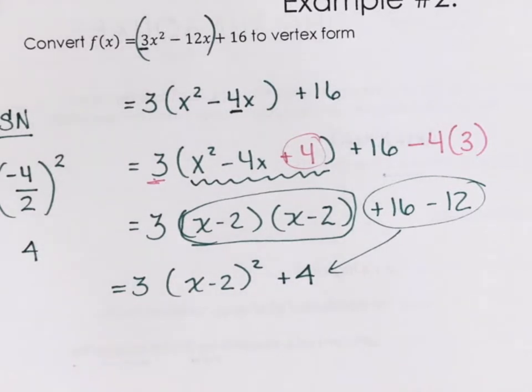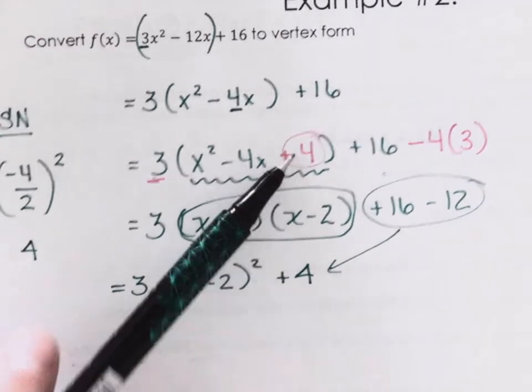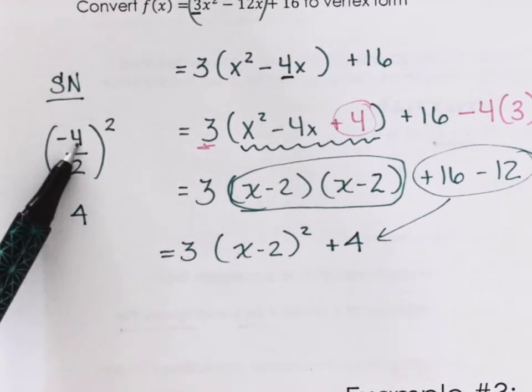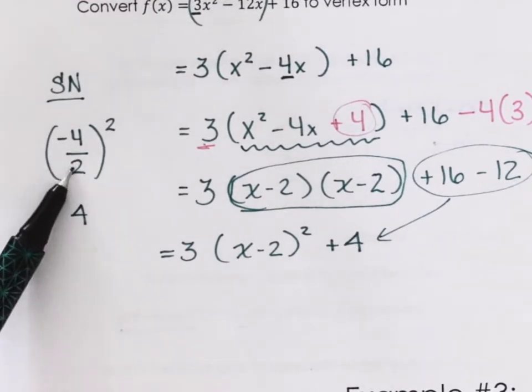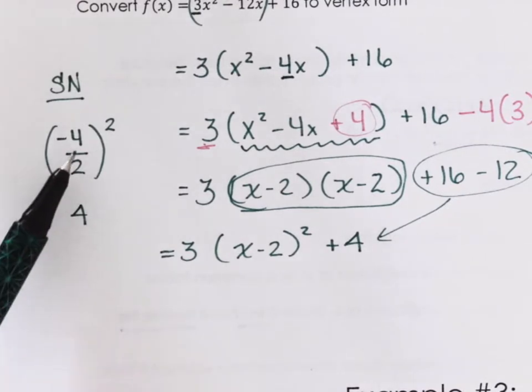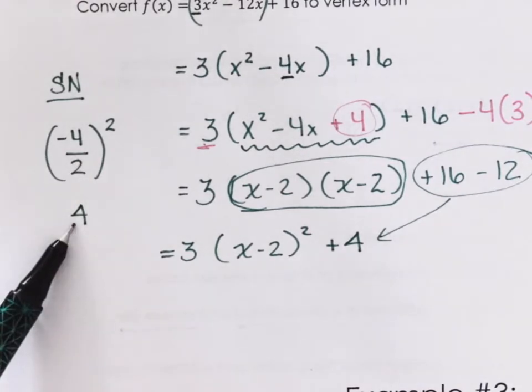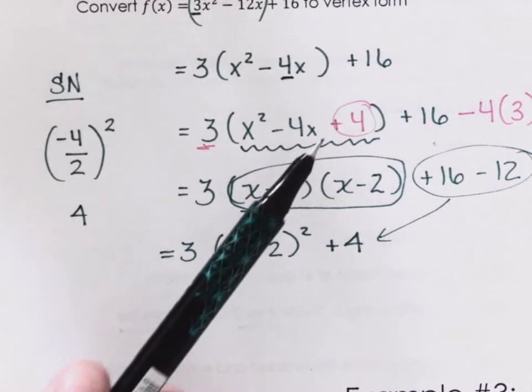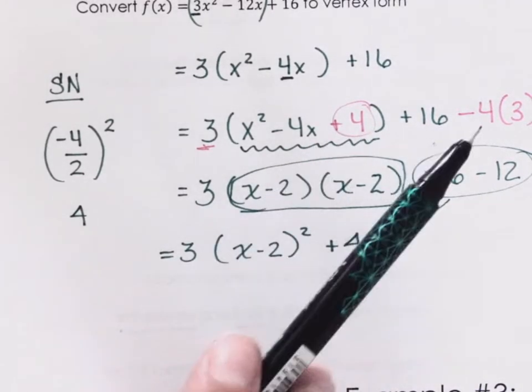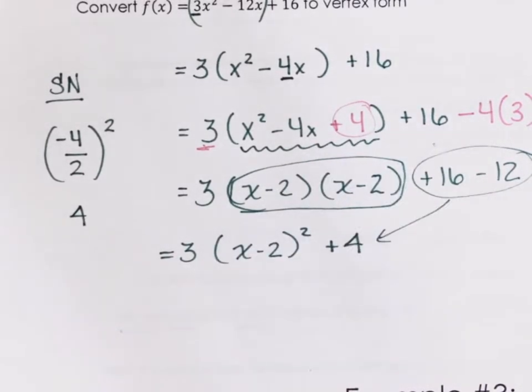Yeah. How do you get 4x plus 1, like, in the second step? This one? Yeah. We did this. Negative 4 divided by 2 is negative 2. Negative 2 squared is positive 4. So that 4 gets put in here. And it gets taken away from here, because we don't want to change the value of the equation, we just want to change how it looks.